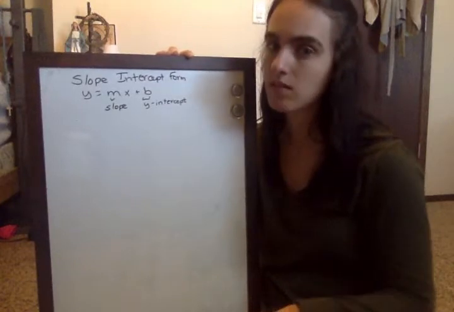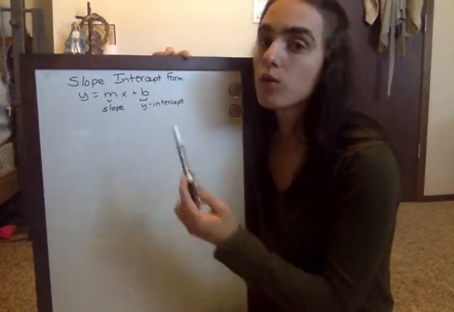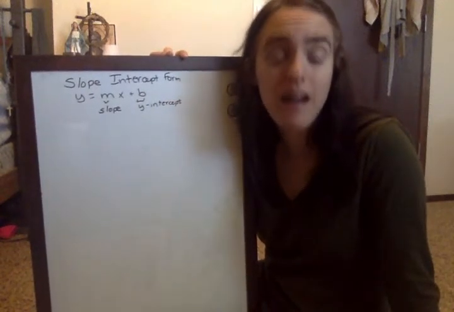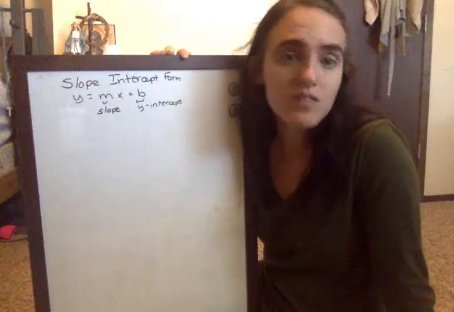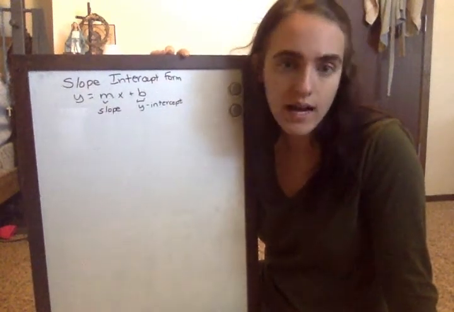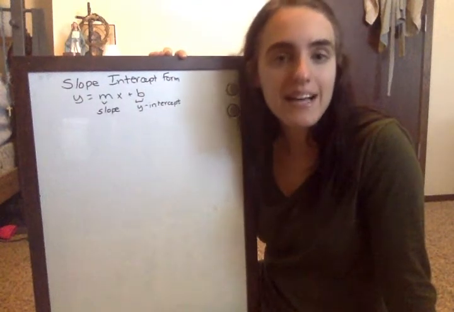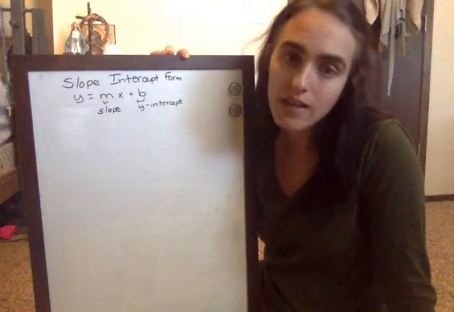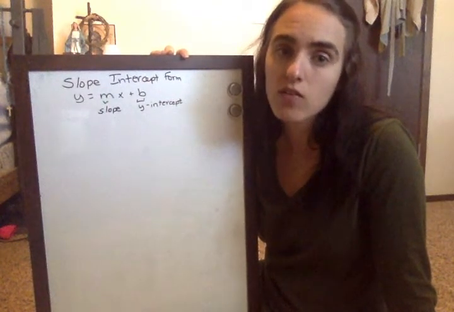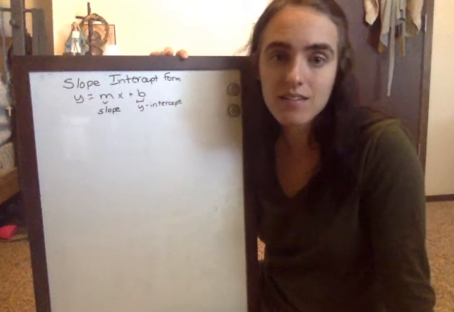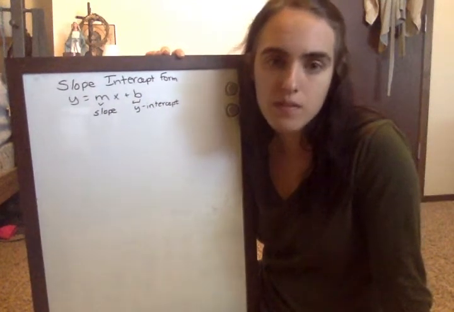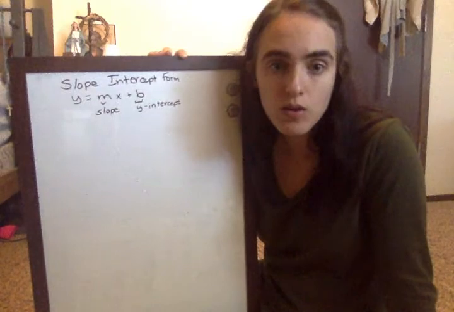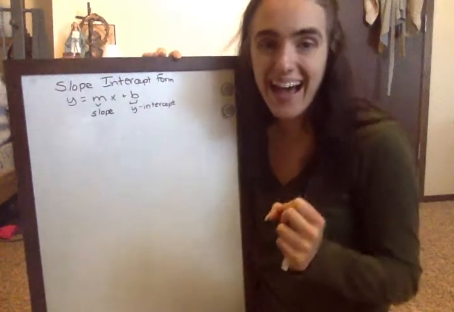Wow, 8th graders, let me try again. Your y-intercept is where x is equal to 0 and your line crosses through the y-axis. Your x-intercept is where y is 0 and your line crosses through the x-axis.